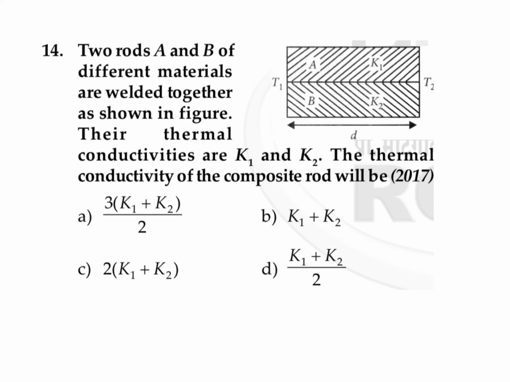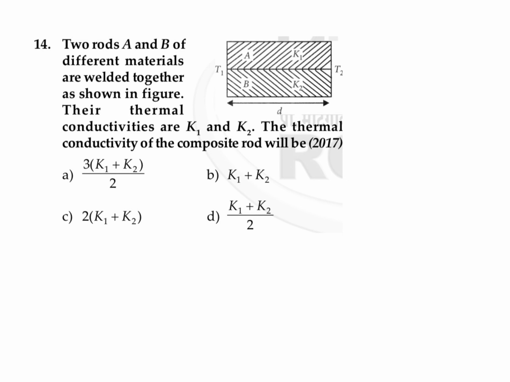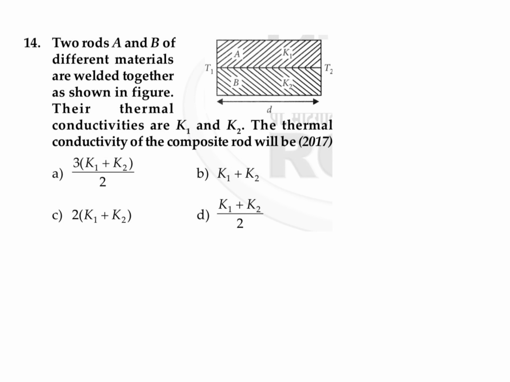In this question, it is given that two different rods A and B of different materials are welded together as shown. Their thermal conductivities are K1 and K2. Thermal conductivity of composite rod will be. So over here we are considering that these two rods are having same area and same length, and our aim is to find out the value of thermal conductivity of this combination.